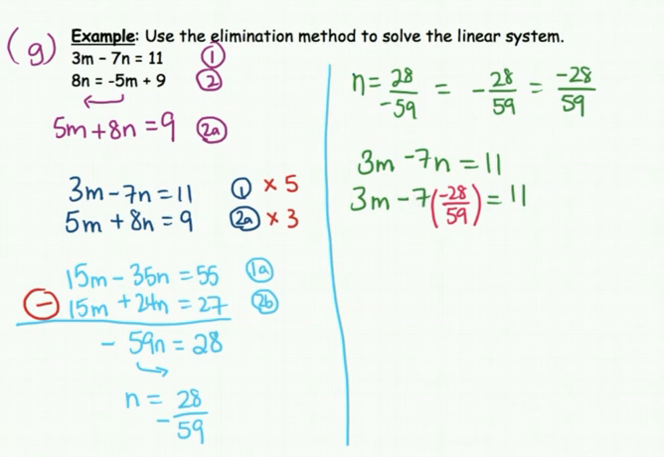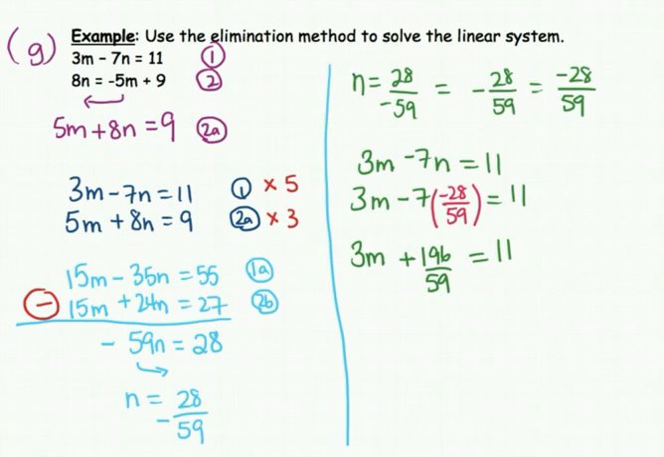So if we take 7 times the 28 here, we're going to get 3m. Okay, so negative makes positive. 196 over 59. Again, we can't reduce that, so we'll leave it like that. And then from here, you can use your common denominator trick.